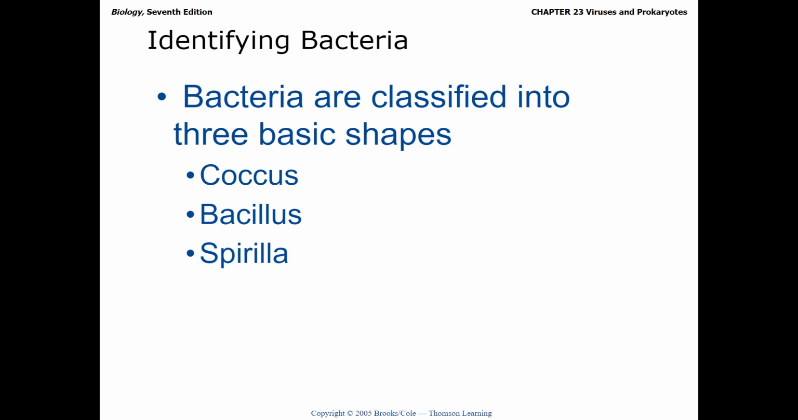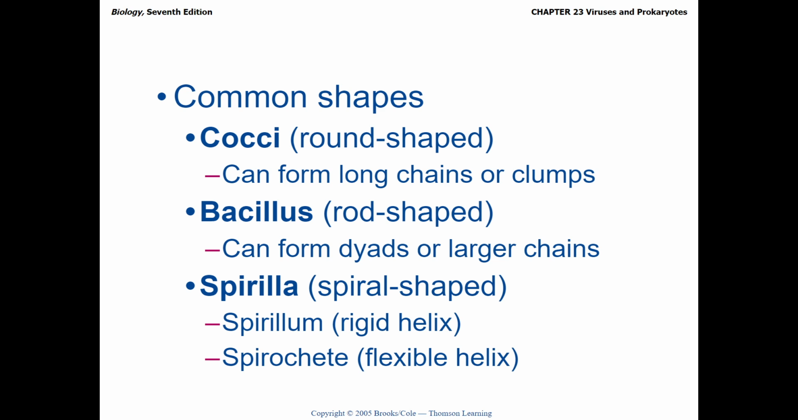In order to identify bacteria, we can look at a couple of classification systems. We can look at the three basic shapes for bacteria: Coccus, Bacillus, and Spirilla. Cocci are round-shaped or spherical. They can form long chains or clumps. Streptococci is the chains. Staphylococci is the clumps.